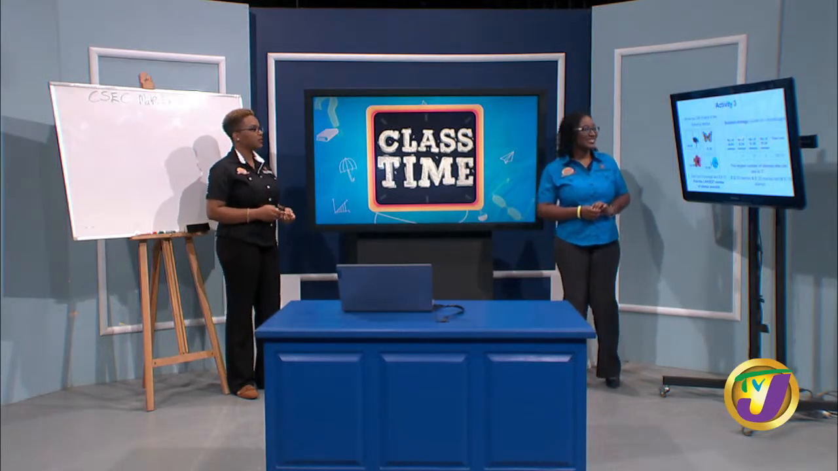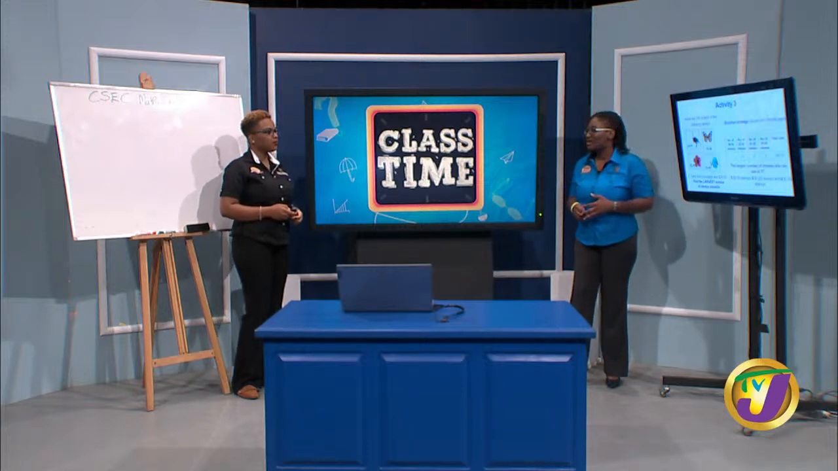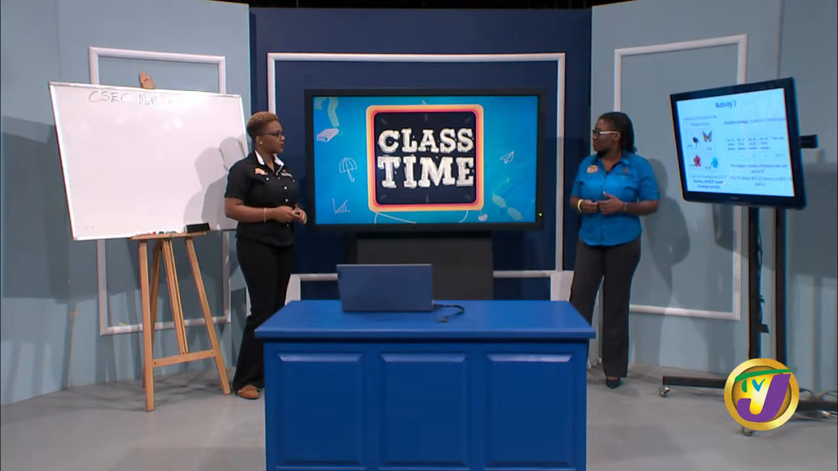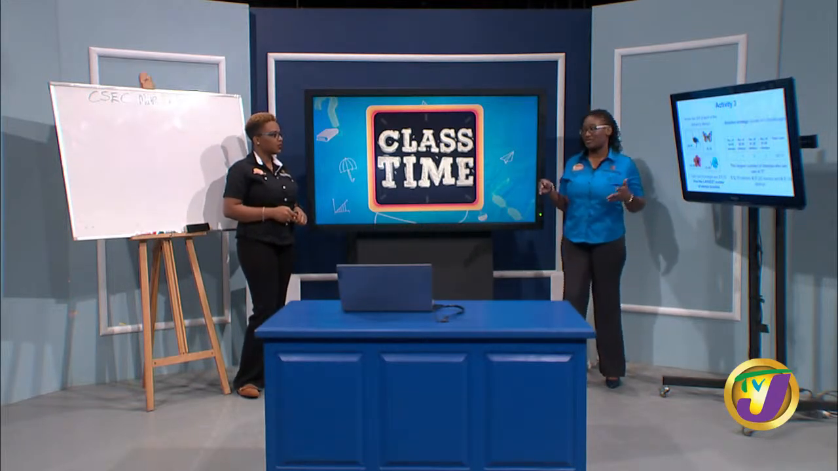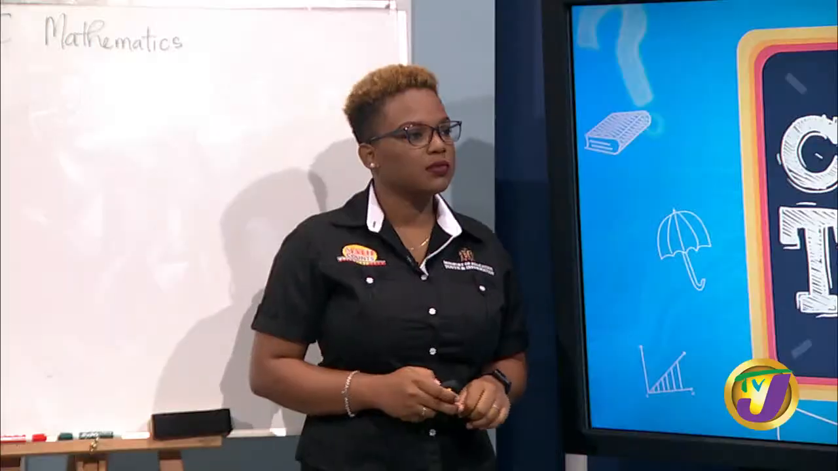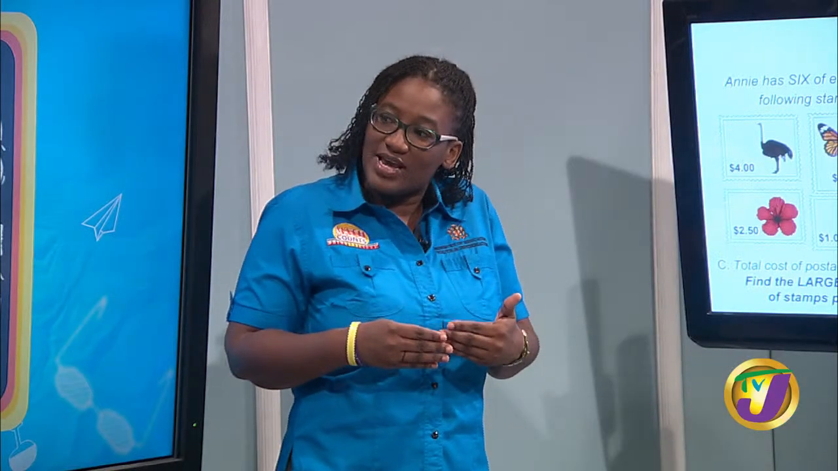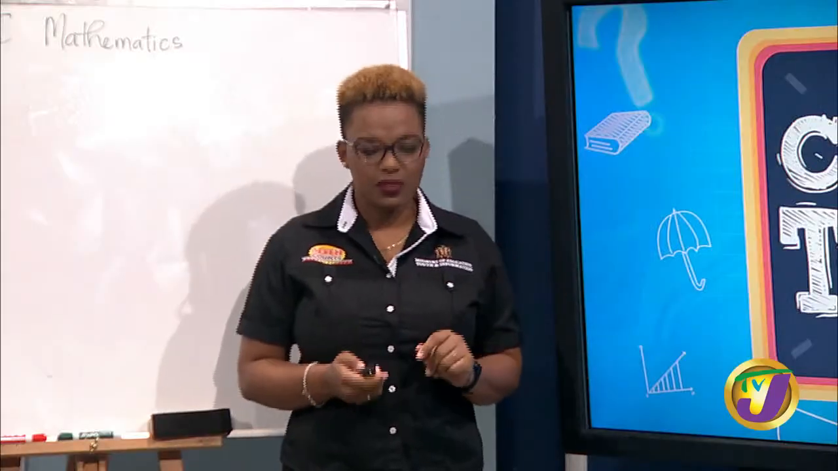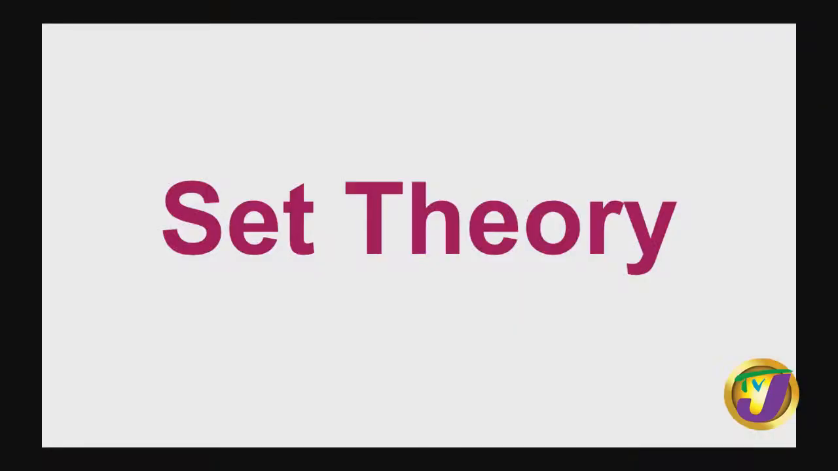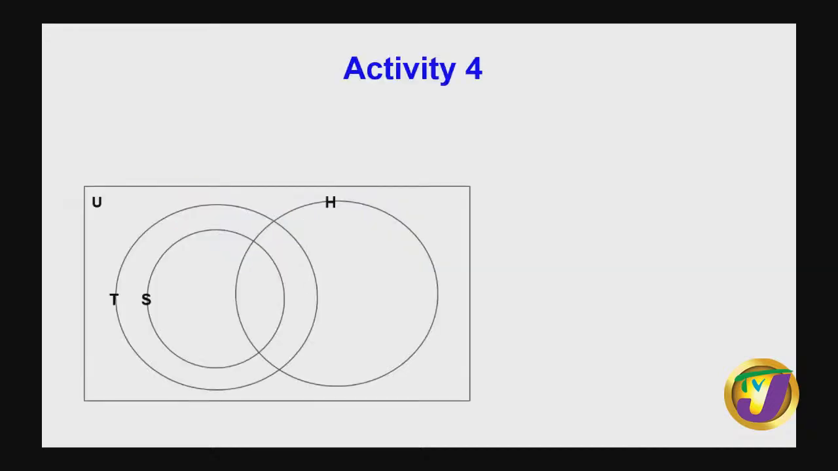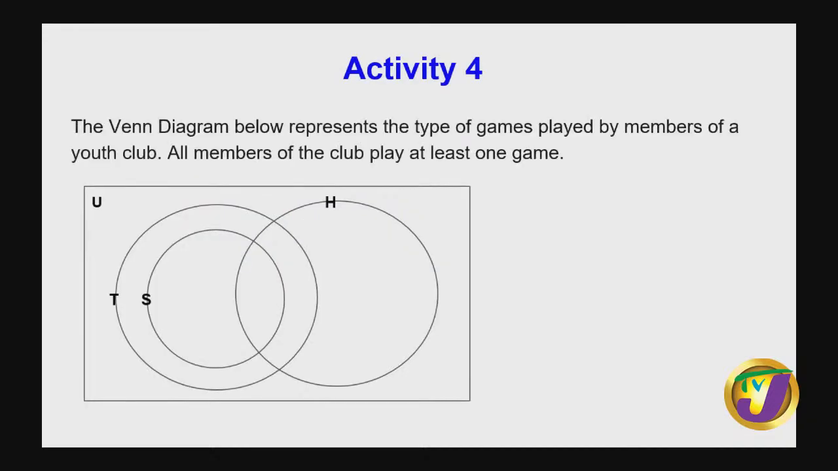So we did say, Latoya, that we're looking at consumer arithmetic. And we're also looking at set theory. All right, so we're going to jump a little over into set theory. So we finished with consumer? Yeah. All right, so let's talk a little bit about set theory, and let's look at a question quickly. The Venn diagram below represents the type of games played by members of a youth club. All members of the club play at least one game.